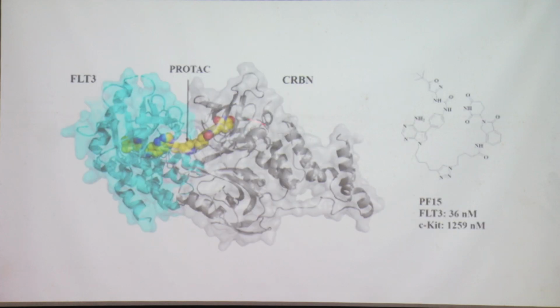Okay, so this is just showing you the structure of FLT3 PROTAC binding. See, this is a beautiful structure. E3 ligase and FLT3 so close together, and when they are so close together, they degrade it.